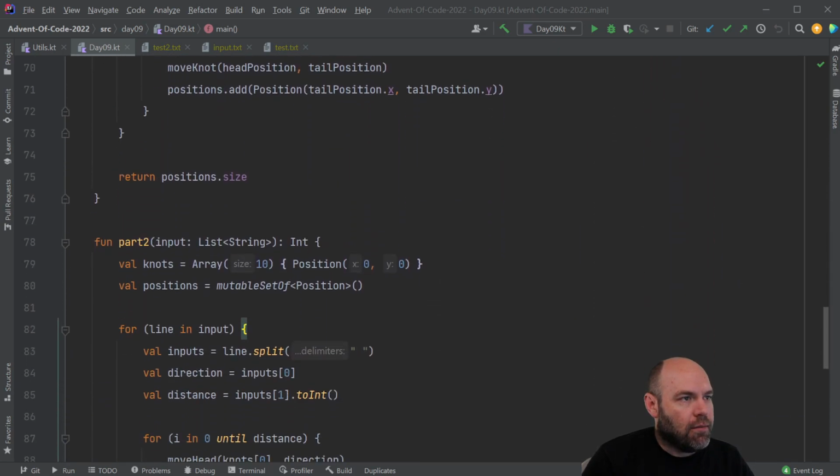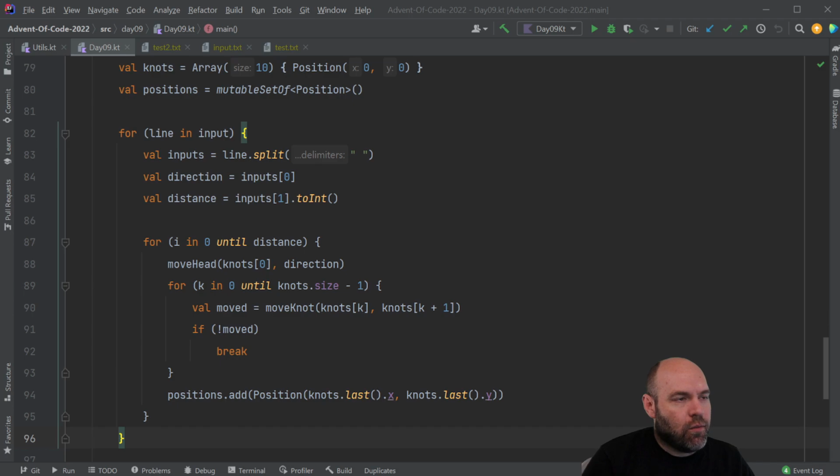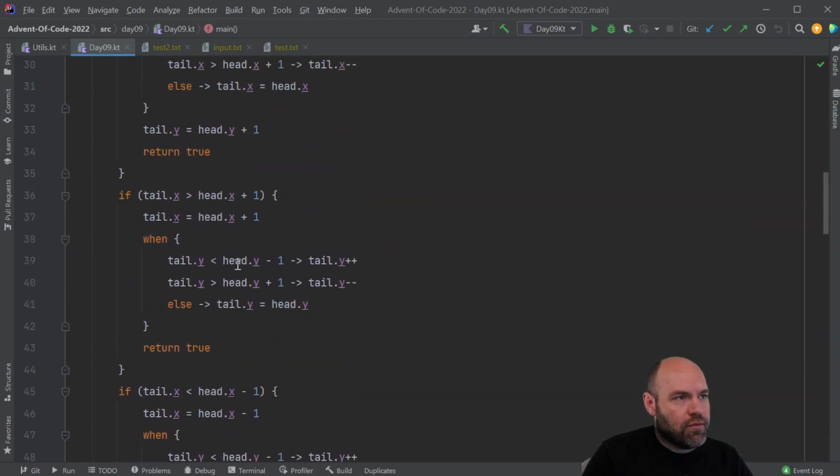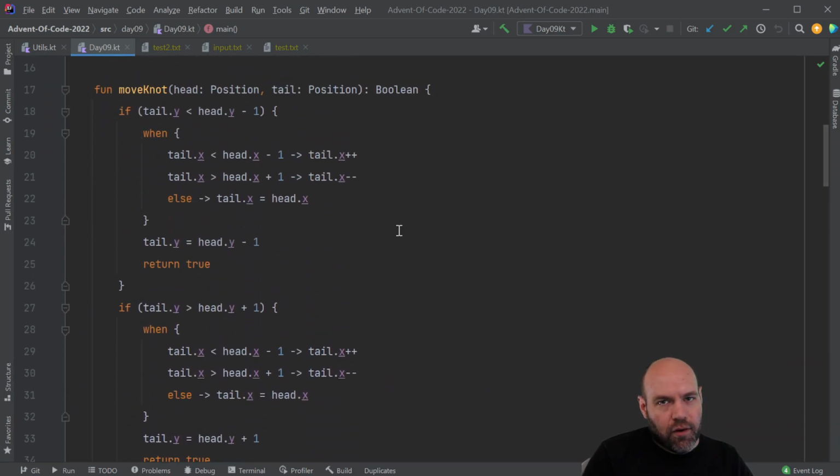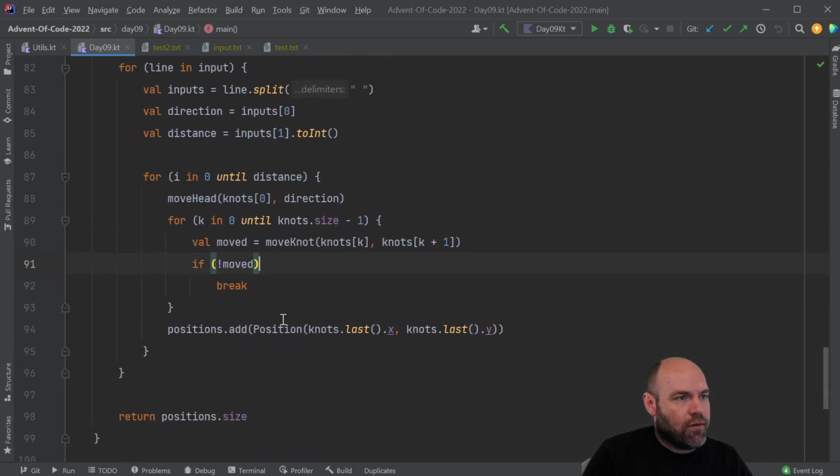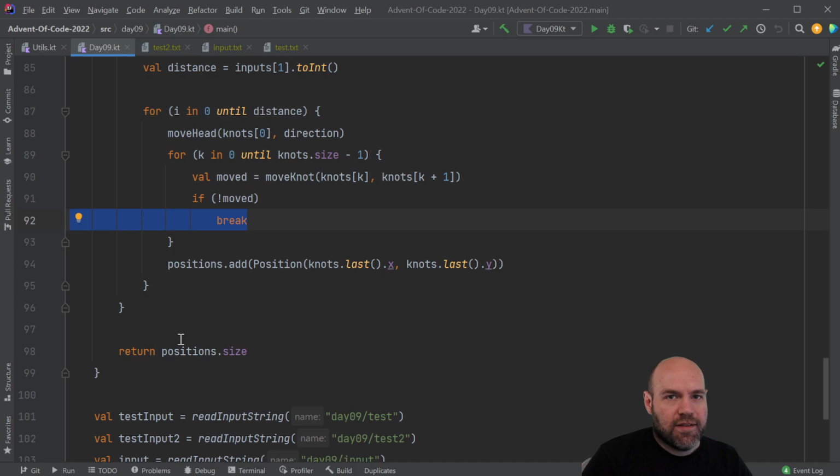And then for part 2, basically what we're going to do is move the head, and then for every knot in there after the head, we're going to move that knot. So from the head position to the first knot, or the first knot to the second knot, and so forth. The move knot function also returns true if the knot moved. It returns false if the knot did not move. So whenever we have one that doesn't move, we can just go ahead and get out of that loop. And then once we've moved the entire chain, we can add the tail position to our set. Other than that, everything is basically the same.